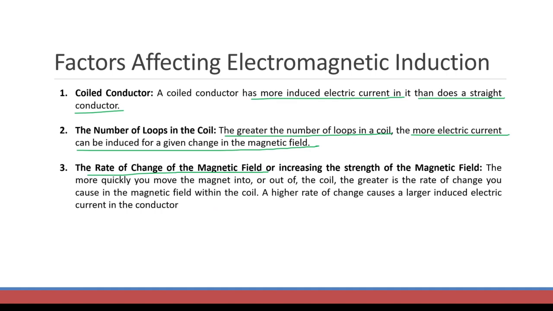And so the more quickly you move the magnet into or out of the coils, as we saw, the greater the rate of change of the magnetic field is happening. And because of this, this higher rate of change causes a larger induced electric current in the conductor. So intuitively, it makes sense. Our intuition matches what happens.